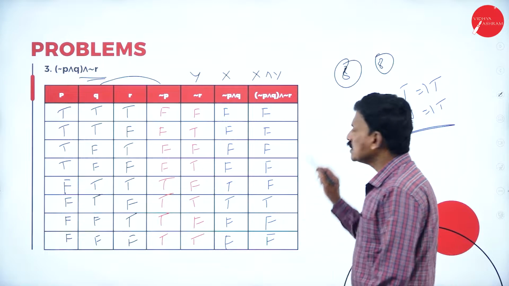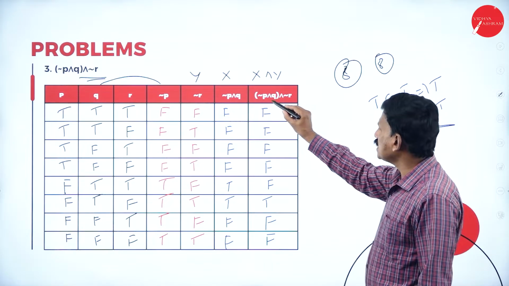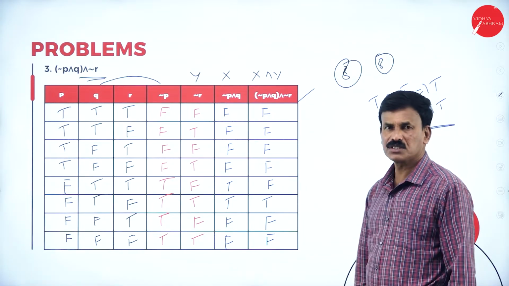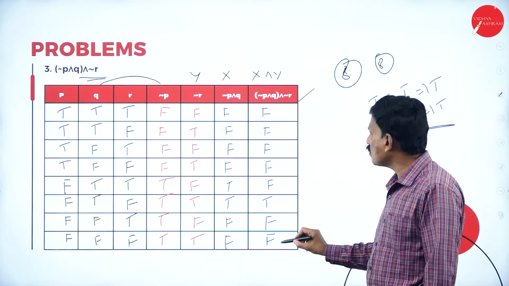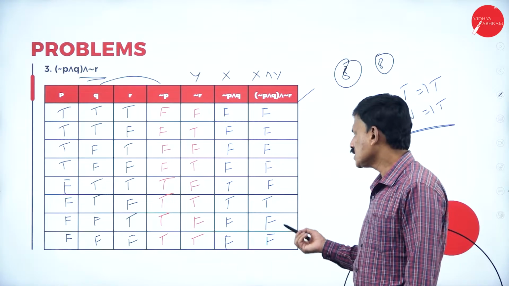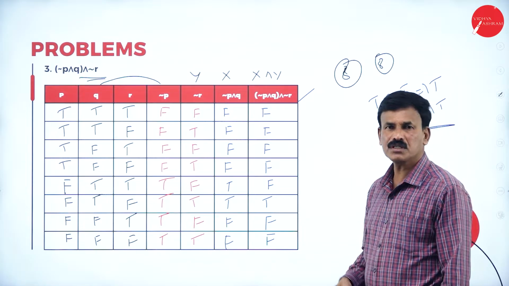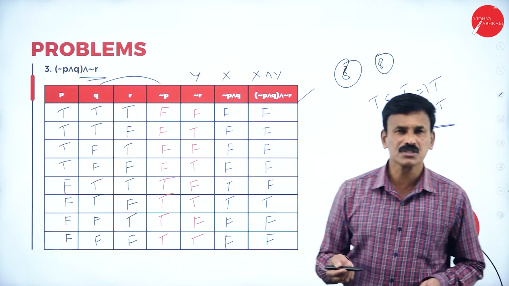So, this is the truth table for the given compound proposition, negation P conjunction Q, conjunction negation R. If all the values in the last column were F, then it would be a contradiction. But there is a T, so we can say this is neither a tautology nor a contradiction. Anyway, this is a very important type of problem for 8 marks.